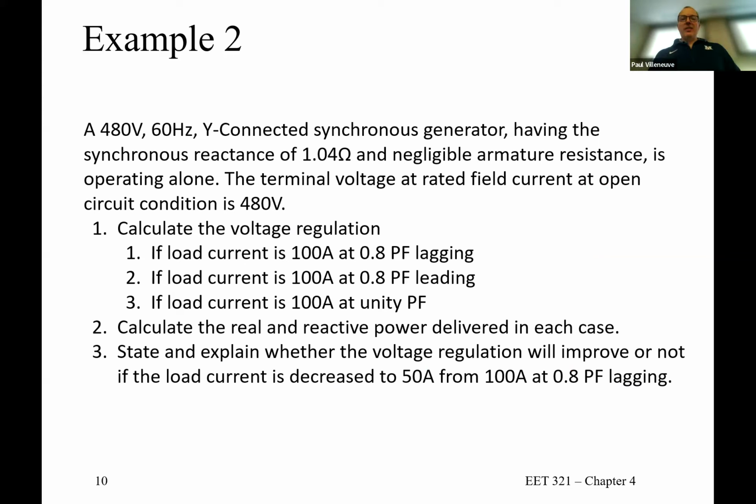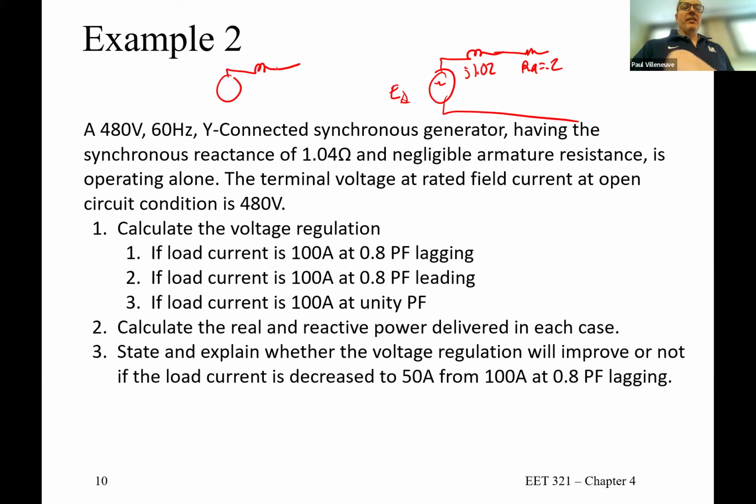And if we have an equivalent circuit, so now our circuit looks like this. This is EA or EF. This is j1.02. And this is RA equals 0.2. We're going to cancel that out because we're just going to assume, let's just call this j1.04 and skip the value of RA just to make it a little bit easier. And here's what our system is. So now we're going to connect a load to it.